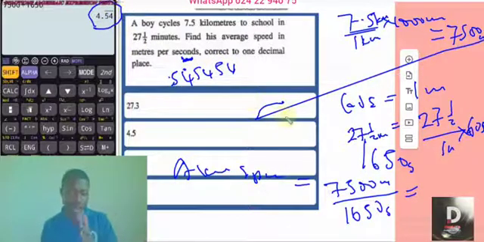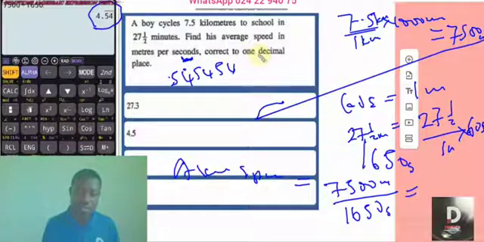So 54, 54, 54. But the question says 1 decimal place. So 1 decimal place will be what? Only 1 decimal number. So use this one to round. But I know that 4 cannot make a difference. So the answer is 4.5, which is option B. Cool. Alright.